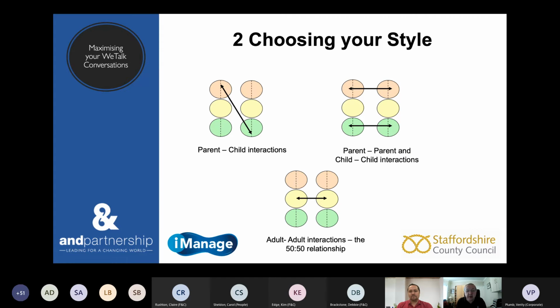Equally on the right, you've got parent parent, which tends to be a bit like two stags locking horns, or child child, which is bags of fun, but not much gets done. It tends to be humorous, light-hearted banter, but you don't actually get to the heart of what really needs to happen. So we're looking for these adult interactions, the 50-50 relationship, where both parties are taking a part in agreeing how the meeting's going to run, in making the meeting work, and indeed making the actions work coming out the other side.